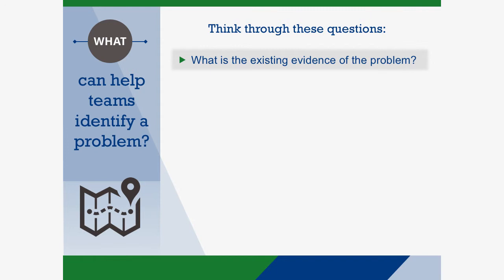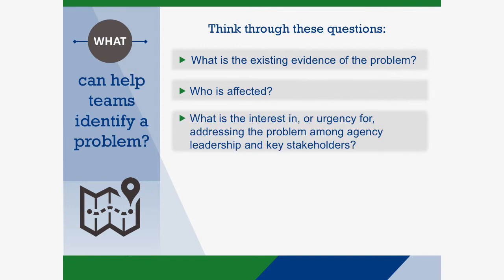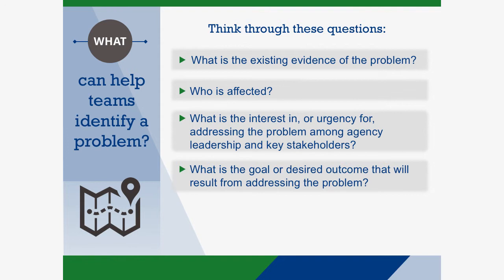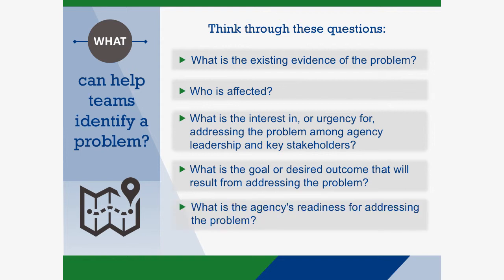What is the existing evidence of the problem? Who is affected by it? What is the interest in or urgency for addressing the problem among agency leadership and key stakeholders? What is the goal or desired outcome that will result from addressing the problem? And what is the agency's readiness for addressing the problem? Answering these questions as a team can help to prioritize the problems they want to explore further.